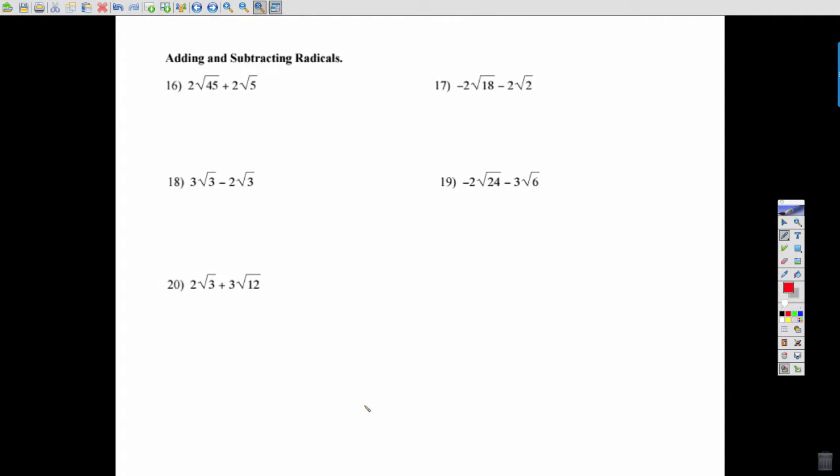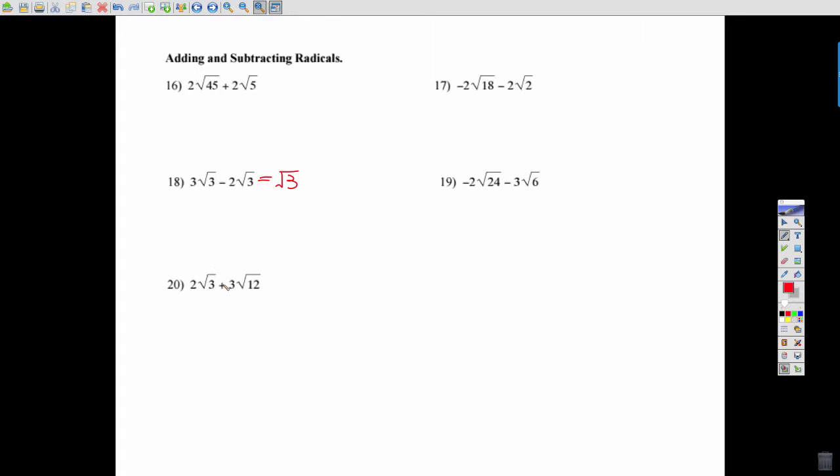Second topic is, how do we add and subtract radicals? This is basically like algebra, treated almost like a variable. You can only add or subtract if they are the exact same variable. So 3 root 3 minus 2 root 3 is just 1 root 3. That's it. Okay?